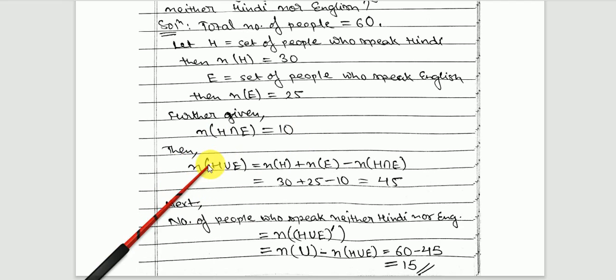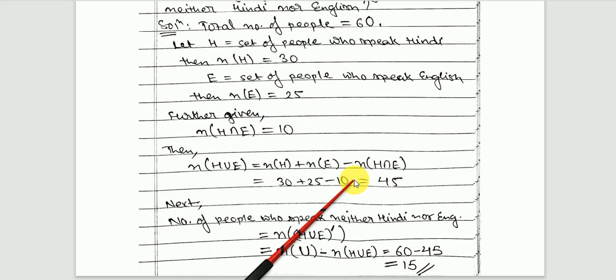Now we know that number of elements in H union E will be equal to number of elements in H plus number of elements in E minus number of elements in H intersection E. So put the values, you will get 45. So there are 45 people who speak at least one language.